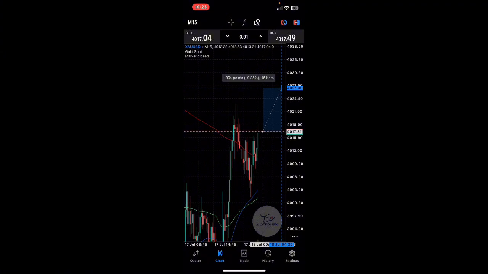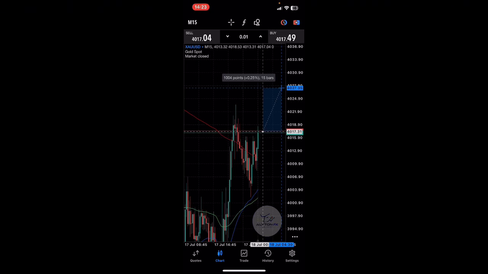Note that this is the way most retail traders usually calculate pips. Some brokers or platforms measure pips in points. As you can see in the MetaTrader 5 chart, it is showing 1004 points. This is equivalent to 100 pips according to retail traders.